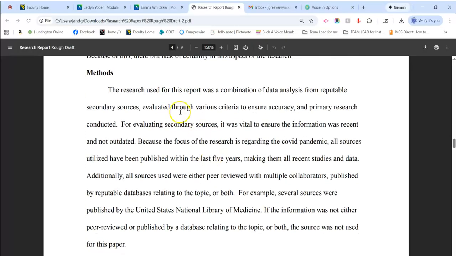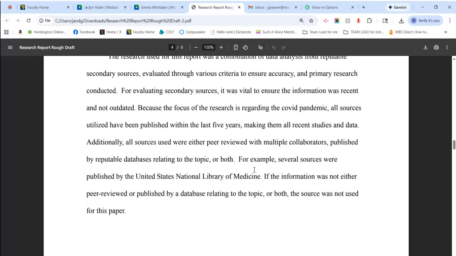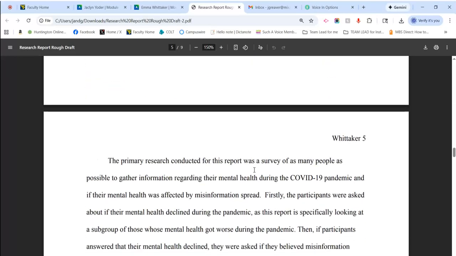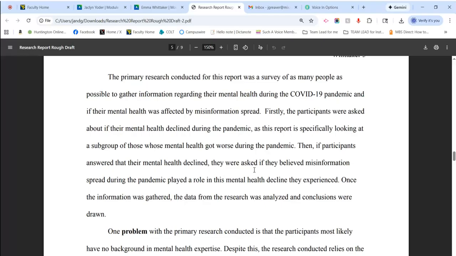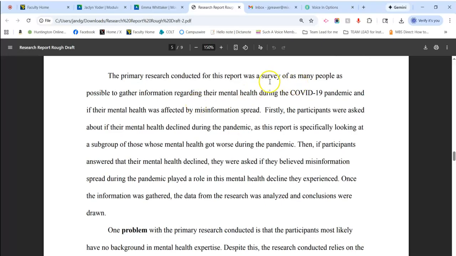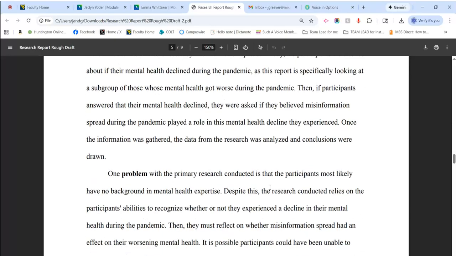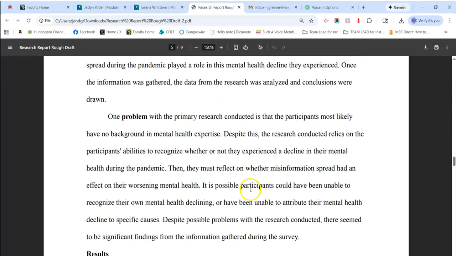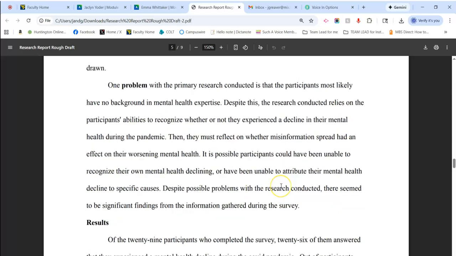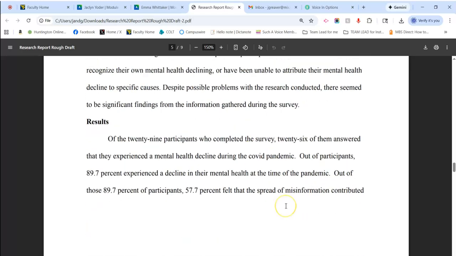Now, method section. Okay, that all looks very good. Primary research was a survey. So that's from your survey that you did, and then you say problem or weakness, and you highlight it with bold. That's awesome. Very good. Good job with your method section.